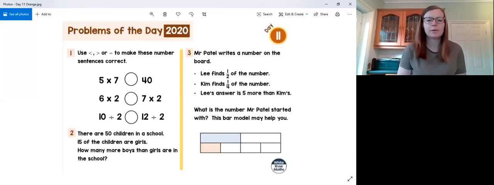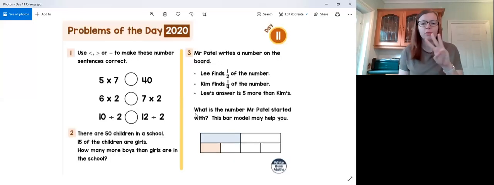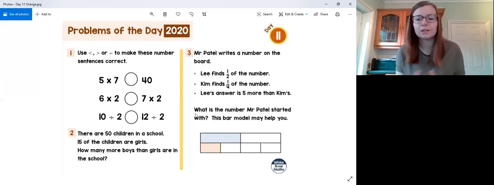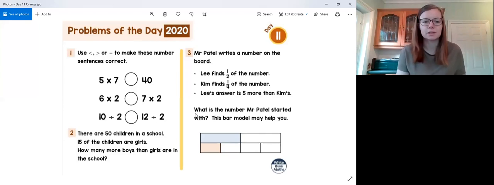Okay, so let's start off with the orange questions from day 11. And you can see here, we're going to start off by making some comparison number sentences. Now we've been told that we have the choice of three symbols to make the number sentences correct. So that first symbol there is a less than, or a greater than, or an equal to.